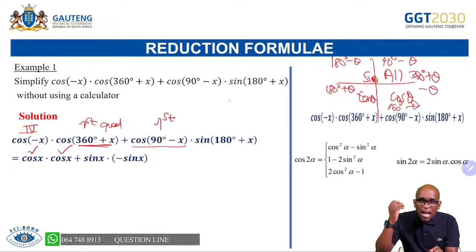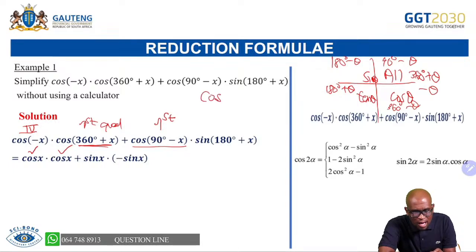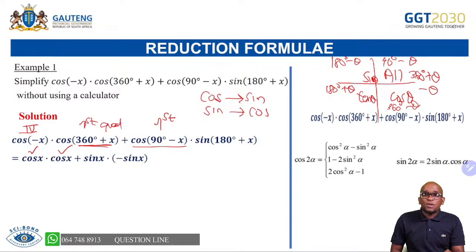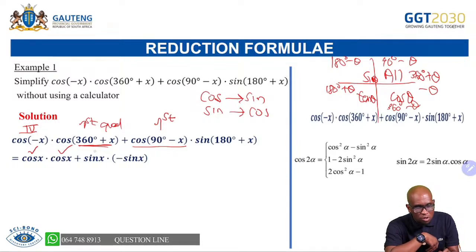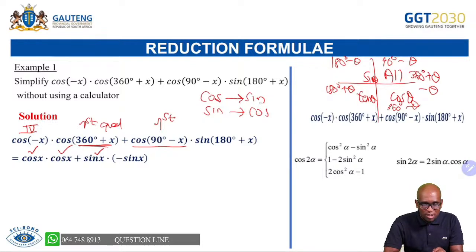Remember, when we see 90, we know that the cosine changes to the sine and the sine changes to a cosine. That is when we have 90 degrees. But first we need to locate the quadrant. It is in the first quadrant, and cos is positive in the first quadrant because all trig ratios are positive in the first quadrant. So this becomes a sine of x, because for 90, the cosine changes to the sine.